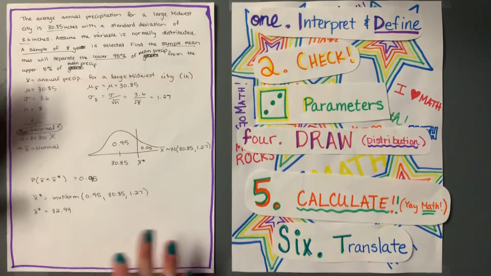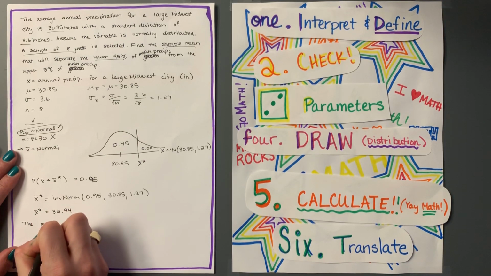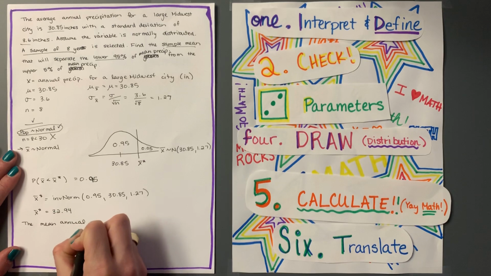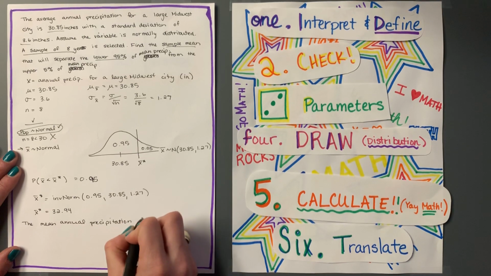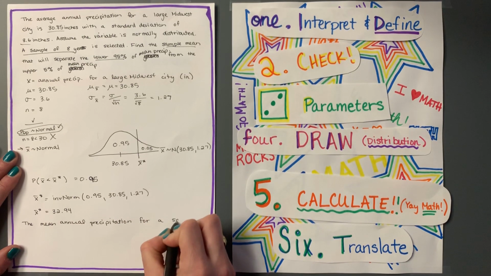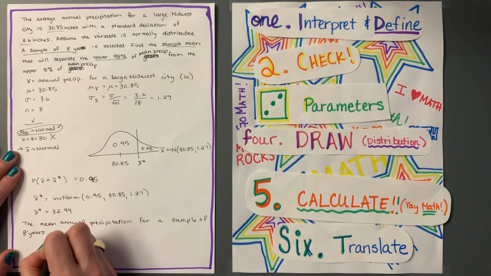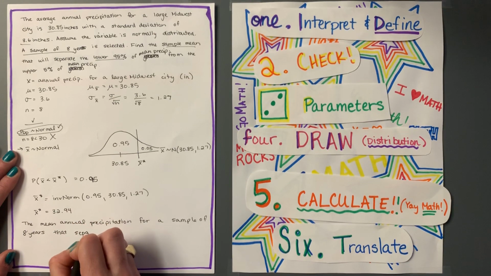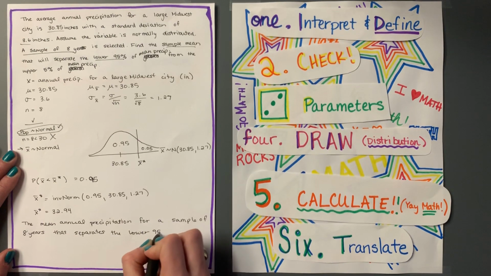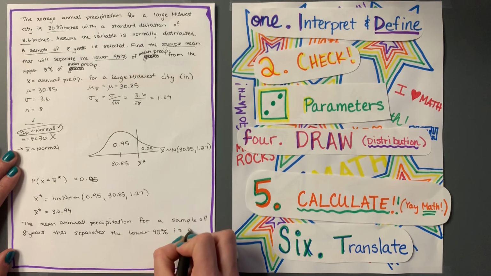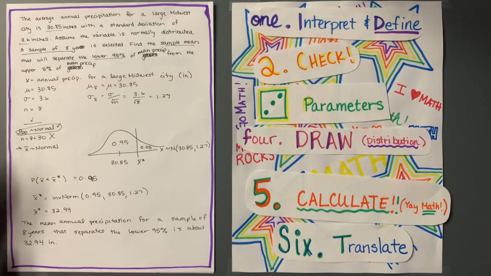So now that I'm done with my calculations, I need to translate. So the mean annual precipitation for a sample of 8 years that separates the lower 95% is about 32.94 inches. And there you have it.